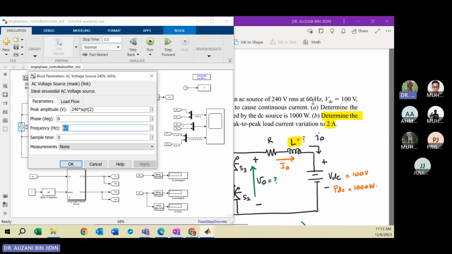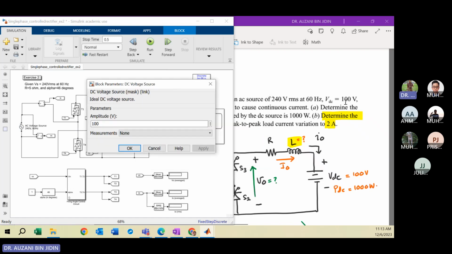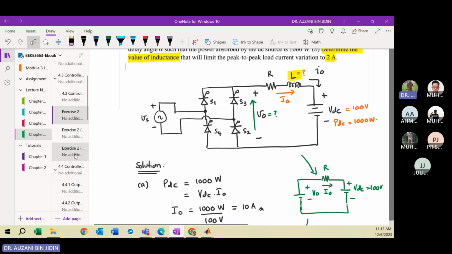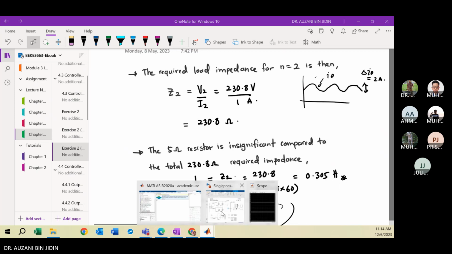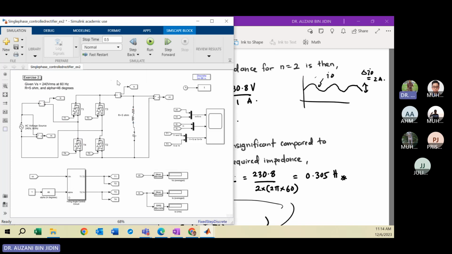So this is the single phase controlled rectifier. DC voltage is 100 volt. Then for the R value, we set 5 ohm from the equation, and the designed inductor is 0.305 Henry. So here it must be R 5 ohm and 0.305 Henry. Unit is Henry. Now we can try to simulate and observe the result.